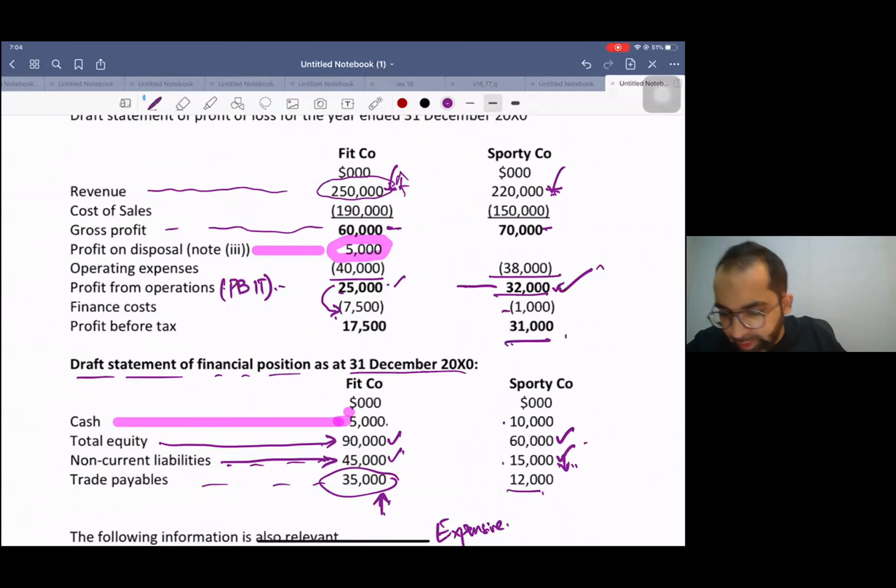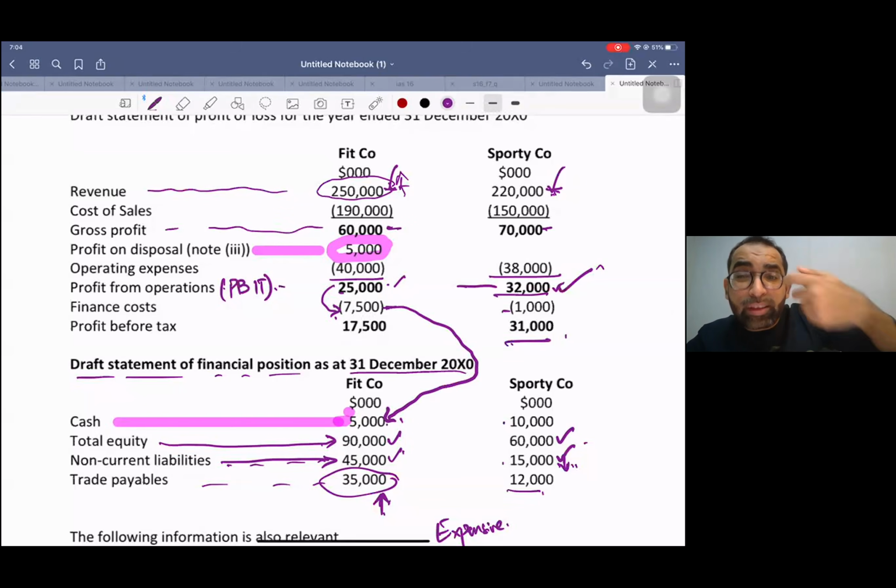Let's go to the cash side. We have this finance cost, and obviously this 7500 finance cost we need to pay. But how much cash do we have? The cash is only 5000. So that means when it comes to paying interest in terms of cash, we can't. We may be in a problem, right? So that's an alarming thing, a problematic thing with Fit company, which you need to identify.